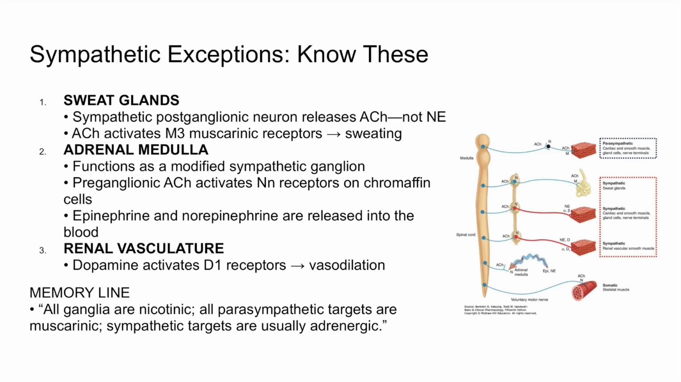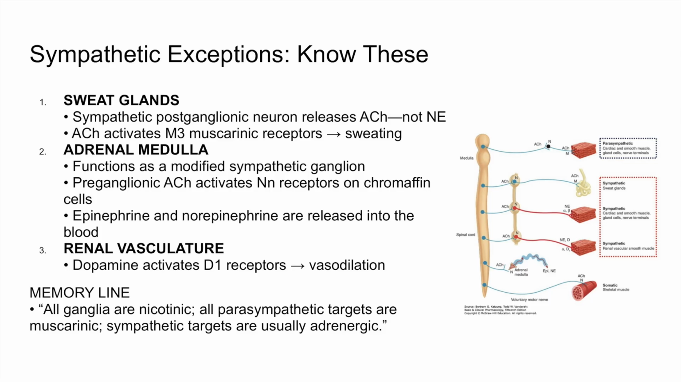All right, so just touching on what I just said, but separating out those exceptions so we can focus on them here. So most sympathetic postganglionic neurons release norepinephrine, like we've said, but three important exceptions deserve some special attention. So first, sympathetic nerves supplying eccrine sweat glands release acetylcholine, which activates M3 muscarinic receptors and produces sweating.